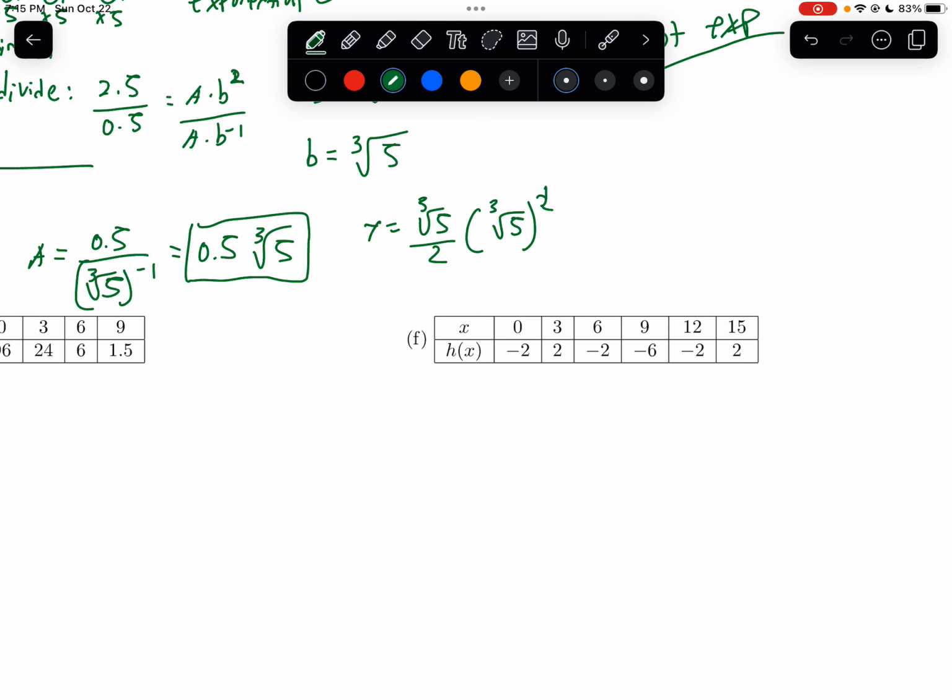And, well, this is definitely not exponential. It's not monotonic. Here you're going up and then you're going down. So it can't be exponential. So that's this worksheet.